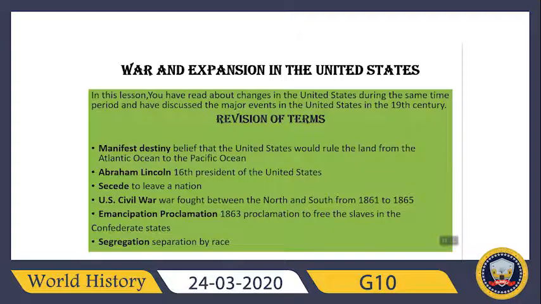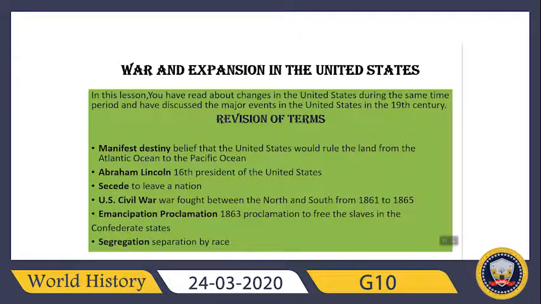Then we have Abraham Lincoln. It's the name of our 16th president of the United States. Abraham Lincoln was the 16th president. Then we have another term, secede. Secede means to leave a nation. Then we have the U.S. Civil War. It's a war that was fought between the North and South from 1861 to 1865.